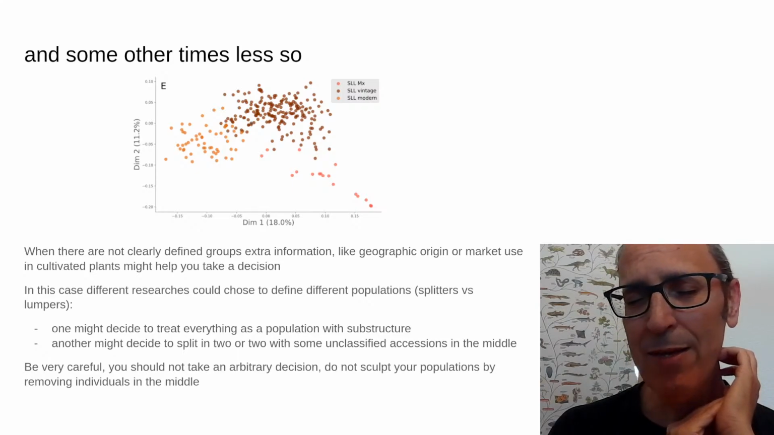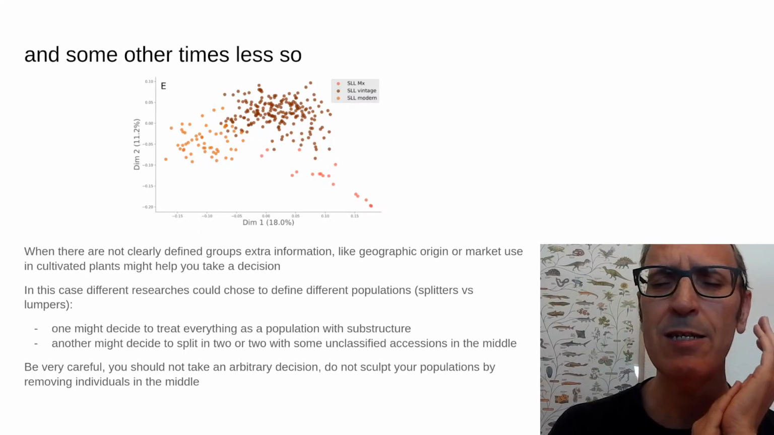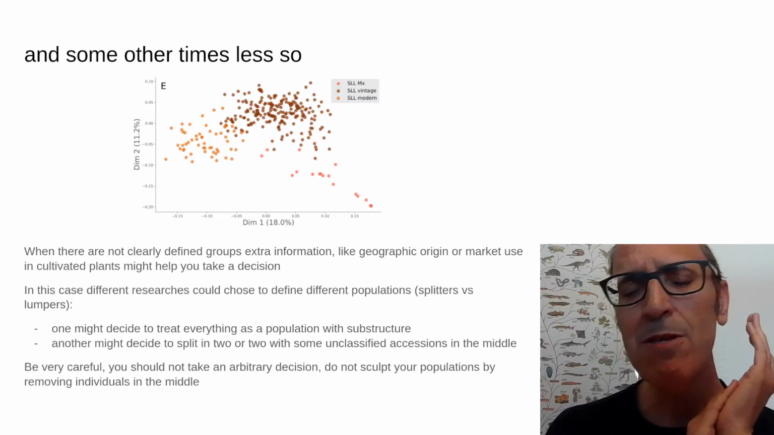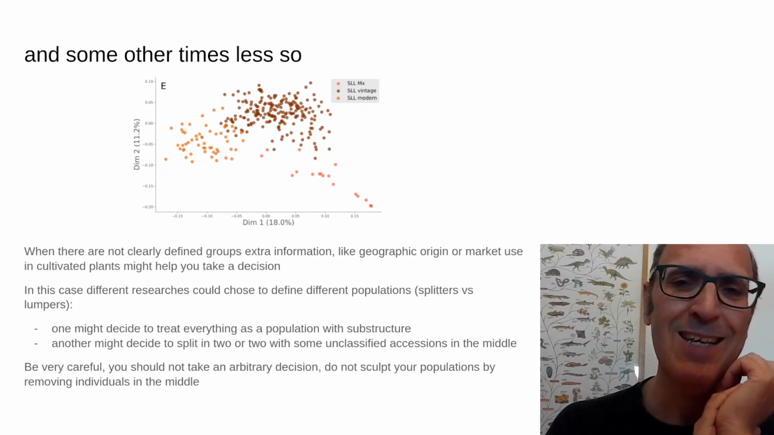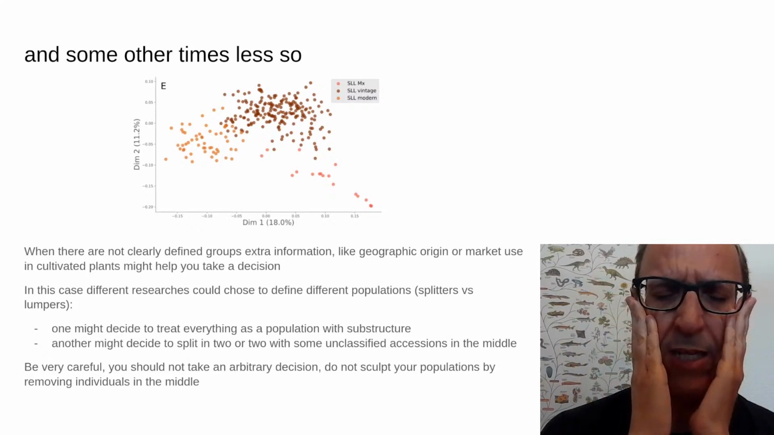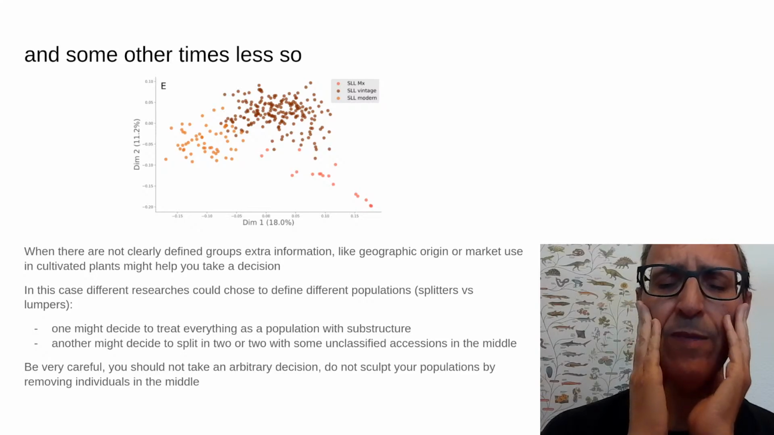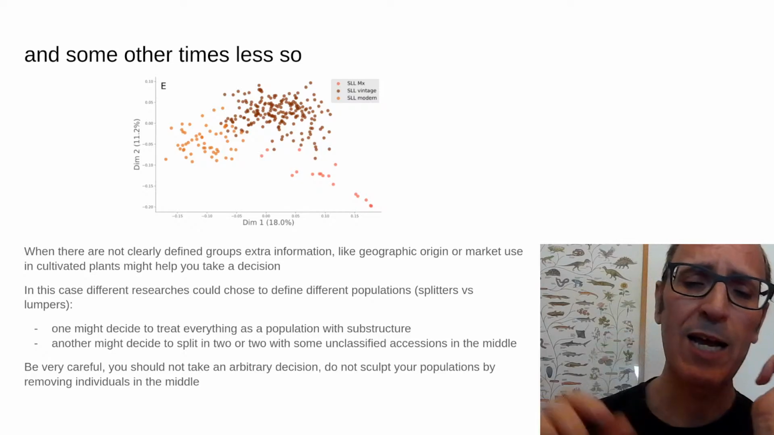I think both approaches could be differentiable in this case. So maybe you have to decide based on what you need to study. Something that is very, very important that you should not do is never ever remove individuals. You can keep individuals unclassified. Okay, you can say, well, I have two clusters here.